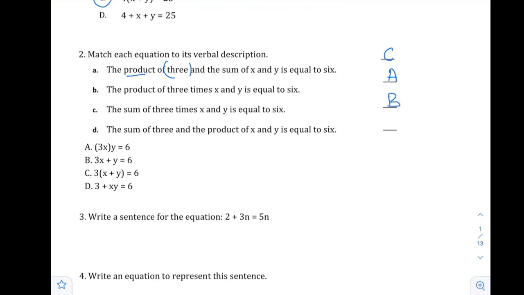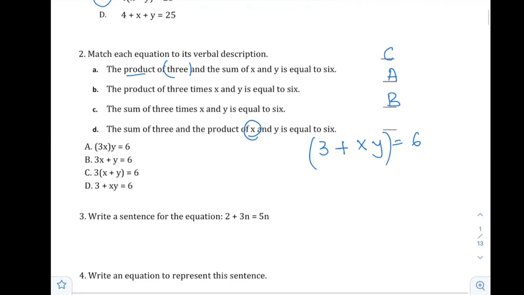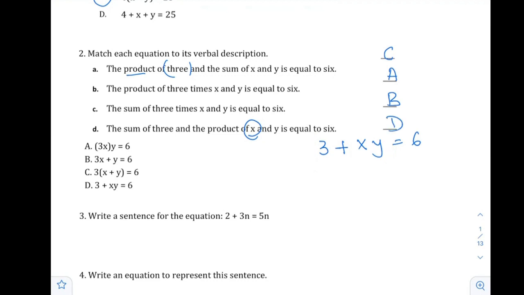D, the sum of 3 and the product of x and y is equal to 6. Of course, you include the bracket or without bracket, it will be the same thing, and that's why it is D. Very good. So here we revise some of the translation from verbal to equation.